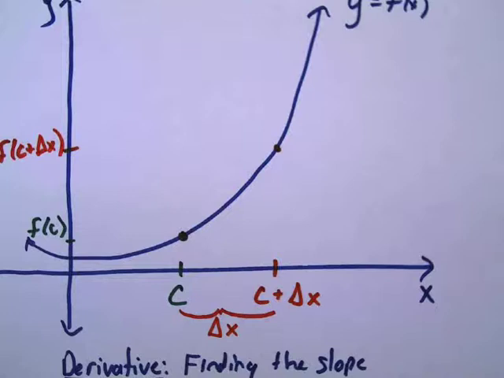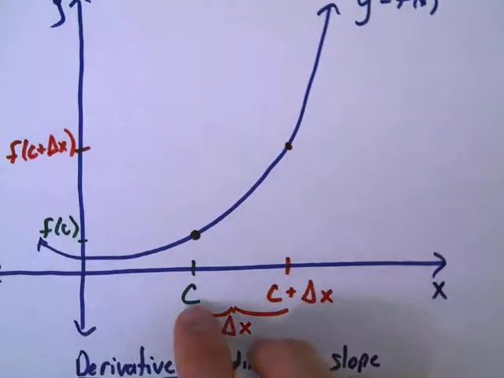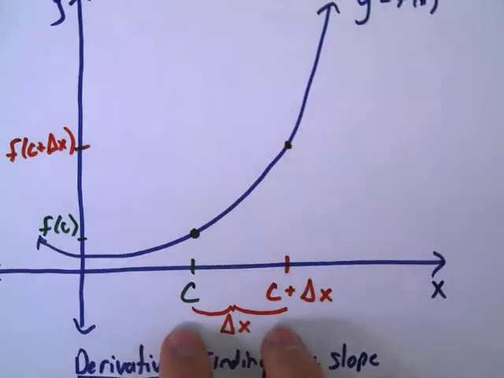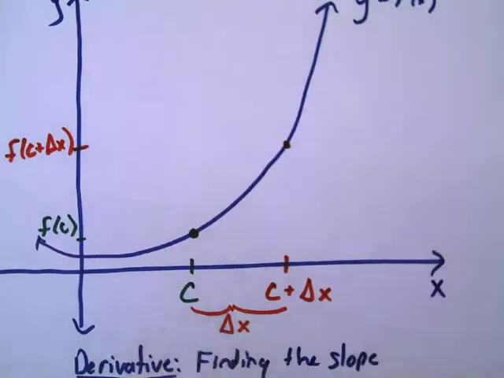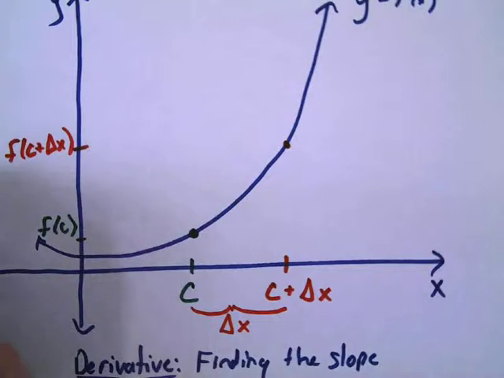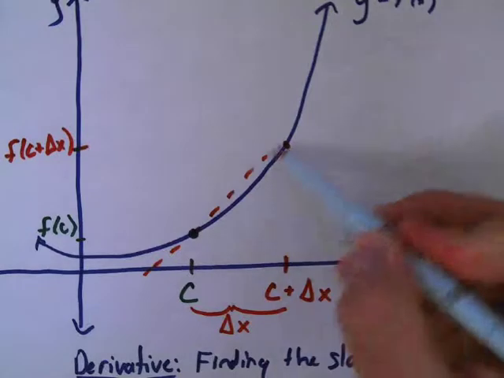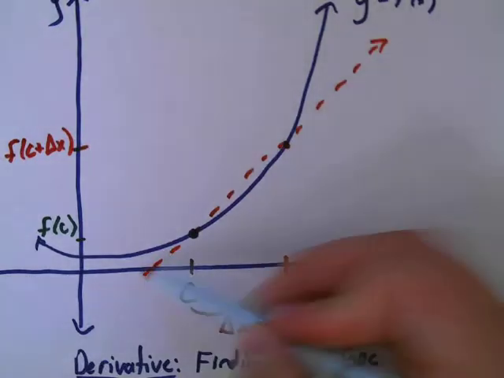Okay, really make sure that that's clear to you. We're trying to find the slope at c. In order to do so, we're taking another point, not on c, that's a certain distance away. It's delta x away. And then what we're going to do is find the slope in between those 2 points. Okay, so we're going to find that slope.